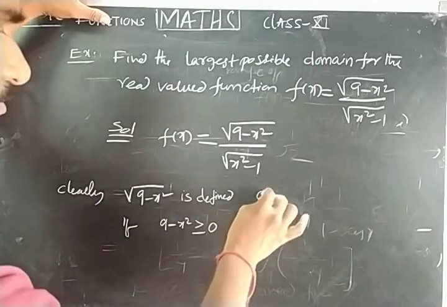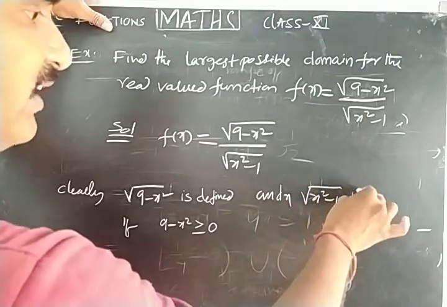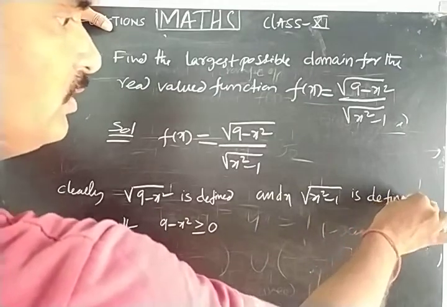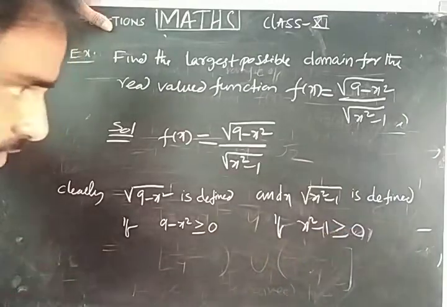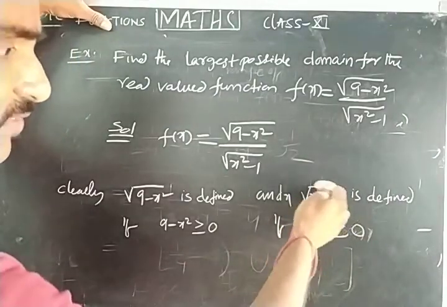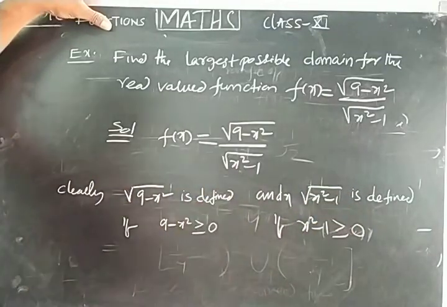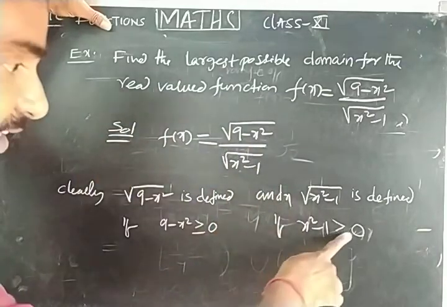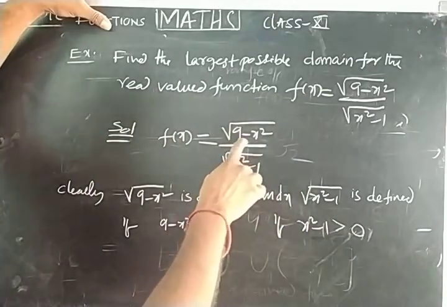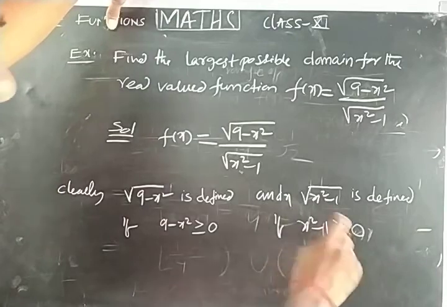Okay, and root x square minus 1 in the denominator is defined if x square minus 1 is greater than or equal to 0. Actually, an under root function is defined if the function under the root is greater than or equal to 0. But here this is the denominator. If you take equal to 0, this total function is not defined. Understand? So I am taking here greater than 0. For the numerator you can take equal to 0, no problem. But in the denominator you should not get 0. So I am taking x square minus 1 greater than 0.